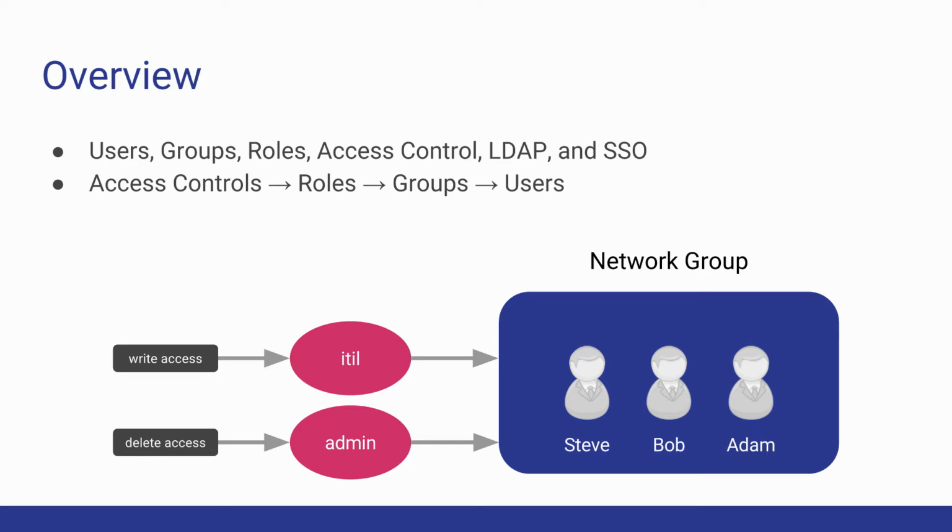So, to quickly summarize, access controls are assigned to roles, roles are assigned to groups, and groups contain one or more users. It's important to note that roles may be assigned directly to users. However, it's best practice to create groups and assign users to a group which contain the roles.